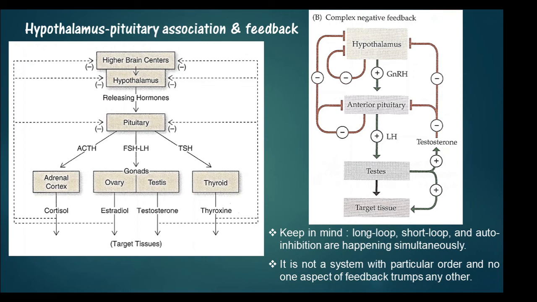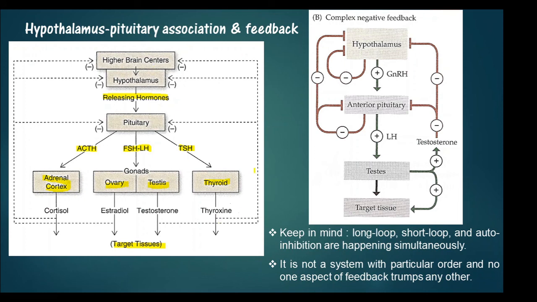Even in this figure, you can see that the hypothalamus produces releasing hormones which activate the pituitary, and the pituitary produces different hormones like ACTH, adrenocorticotropic hormone, FSH and LH, which are follicle stimulating hormone and luteinizing hormone, and TSH, thyroid stimulating hormone. These hormones then act on the target organs, for example adrenal cortex, ovary, testis, thyroid gland, etc., which in effect produce a hormone that finally goes to the target tissues and affects them. So there is a feedback inhibition from thyroxine, the hormone produced from the thyroid, which inhibits the pituitary, the hypothalamus, and the higher brain centers.